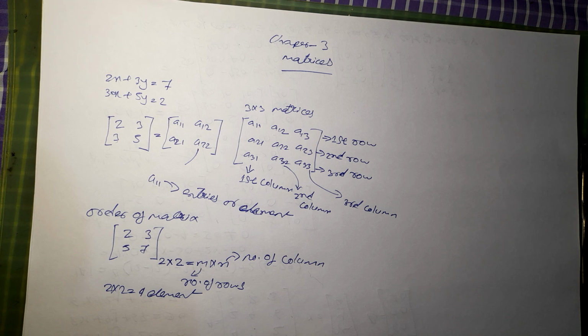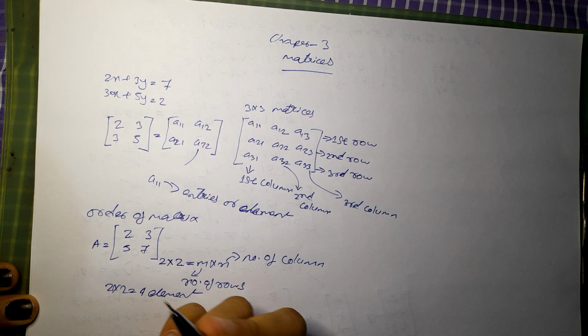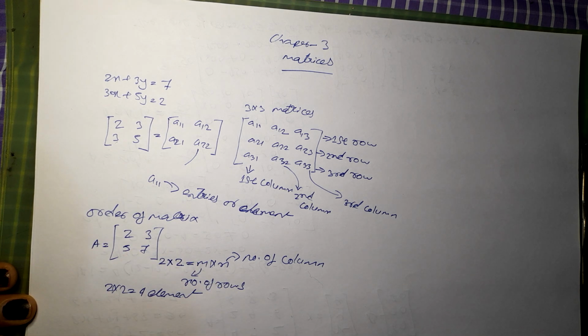Generally the matrix is represented by a capital letter. So it is a matrix A, B, C, D, any alphabet we can take, but it has to be represented by a capital letter.